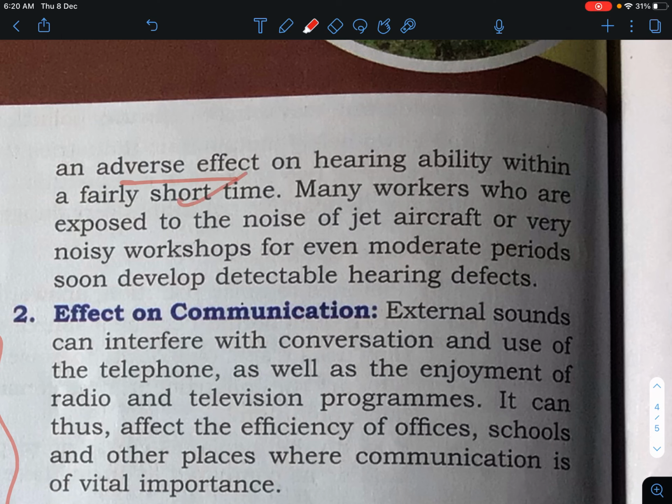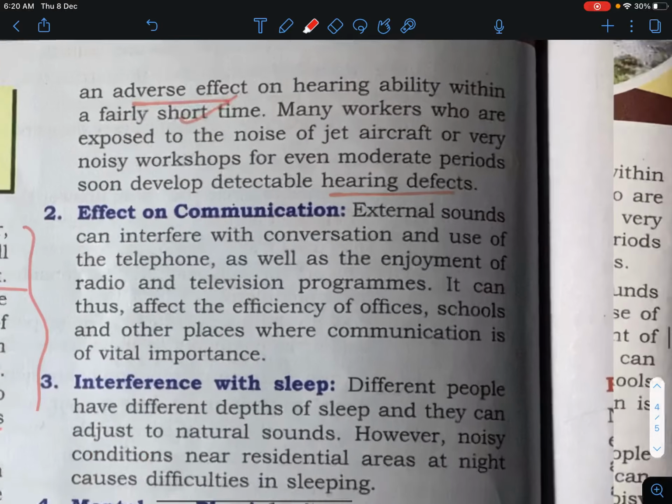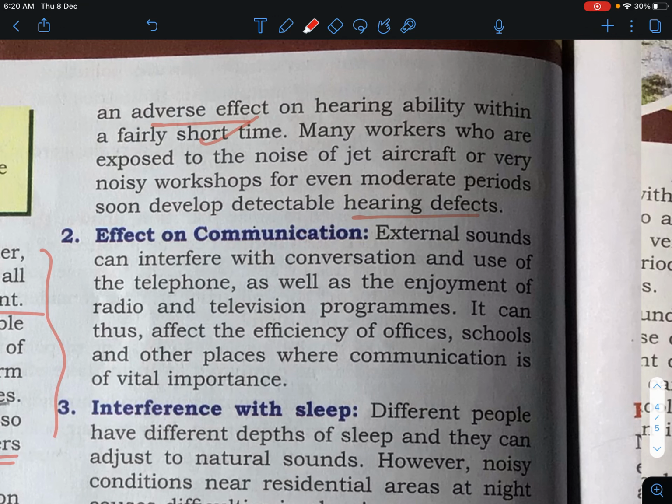Many workers who are exposed to the noise of jet aircraft or a very noisy workshop, even for a moderate period, soon develop a detectable hearing defect. Means the people who are exposed continuously to more than 100 decibel sound are going to lose their hearing ability.